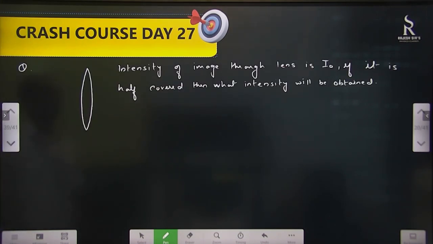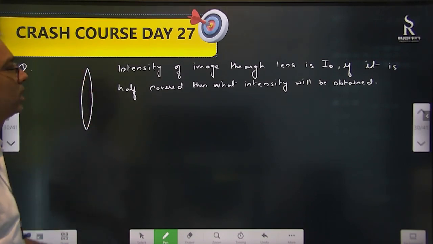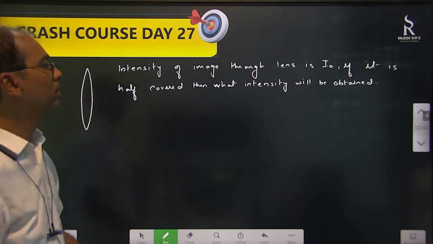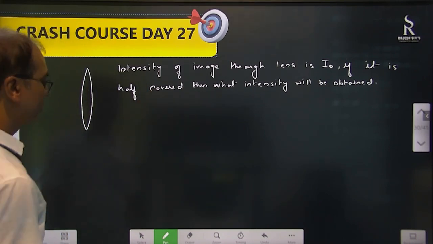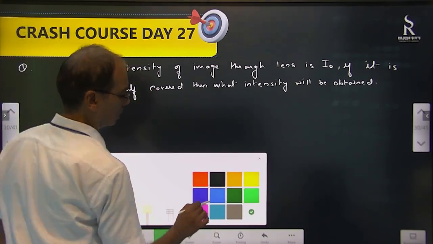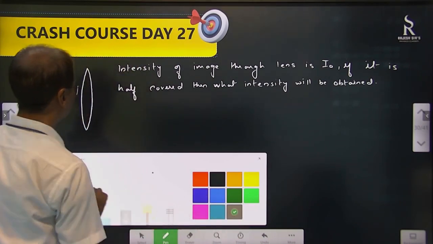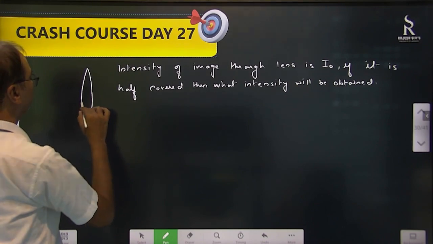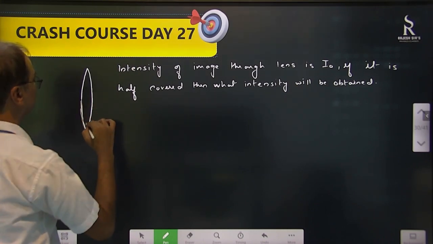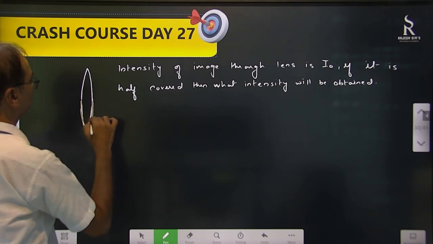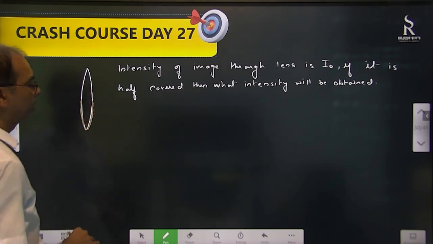Okay, see the question on intensity now. Intensity of the image through this lens is I naught. If it is half covered, that means you cover it half, like this. And what is the question asking? The question is asking what intensity will be obtained.